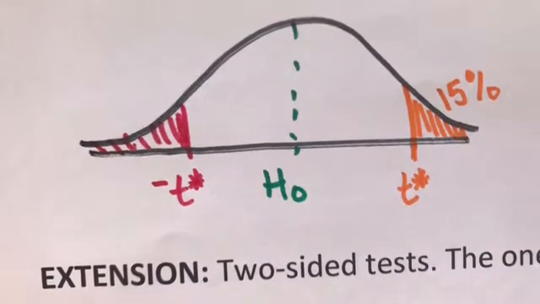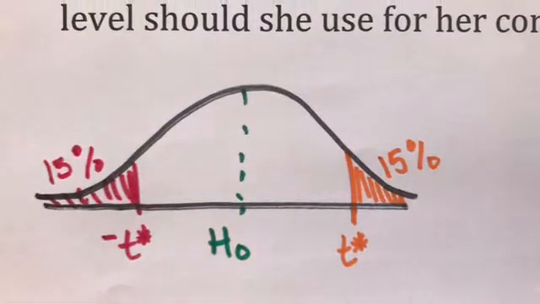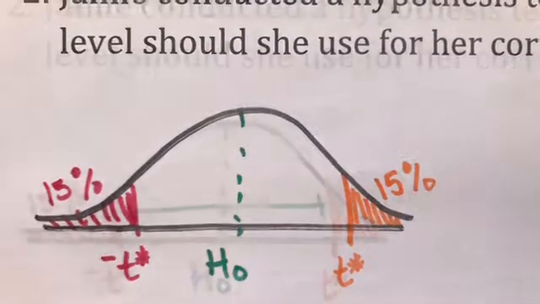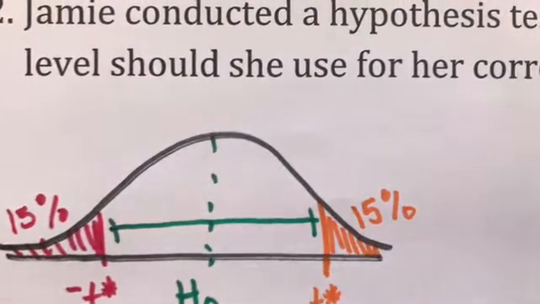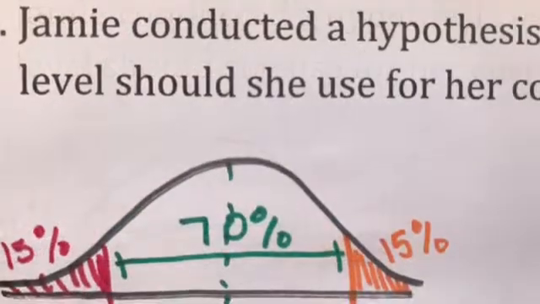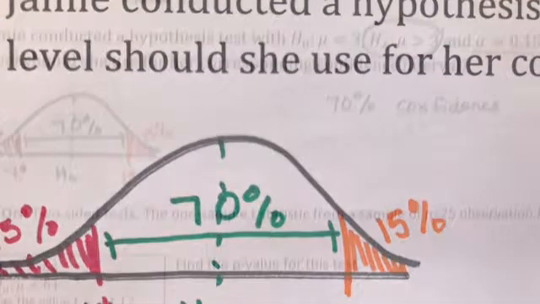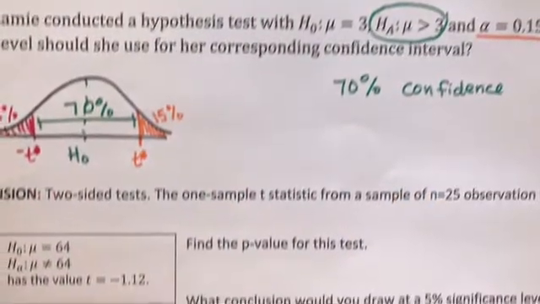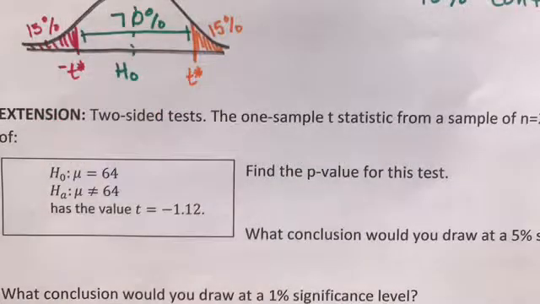So if that is 15% in the lower tail, and the upper tail is 15%, that's a total of 30% in those tails, giving us an interval in the middle of 70% of all of our data. So a one-tailed 15% alpha level is connected to a 70% confidence level.